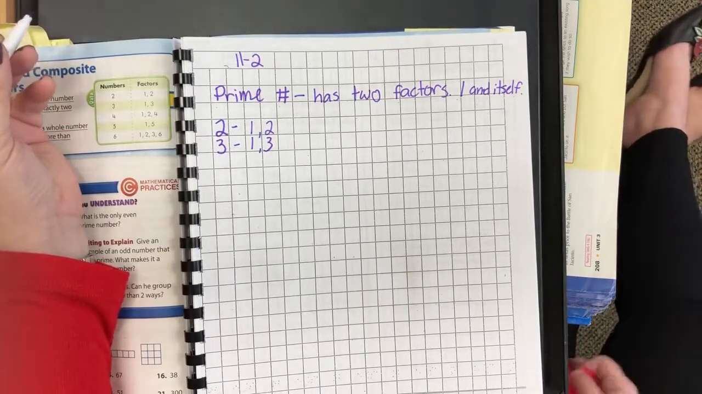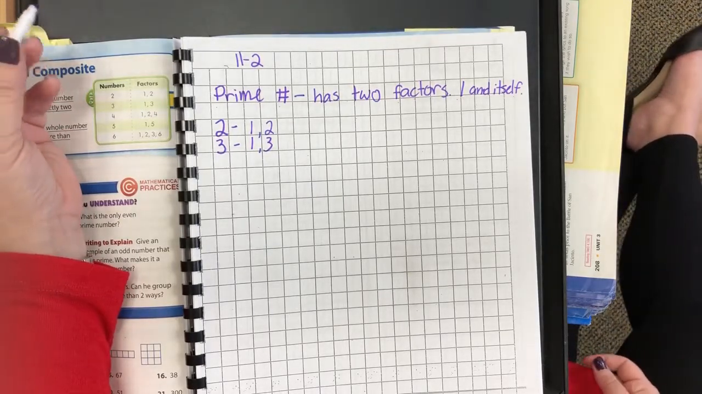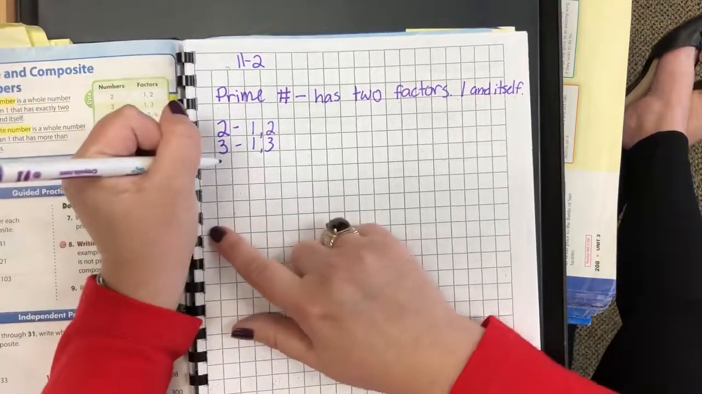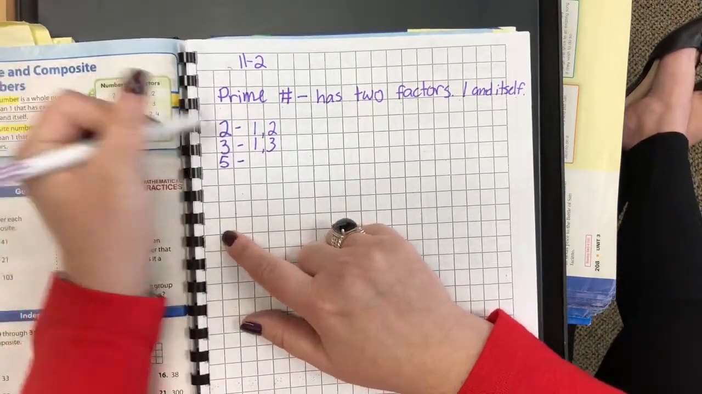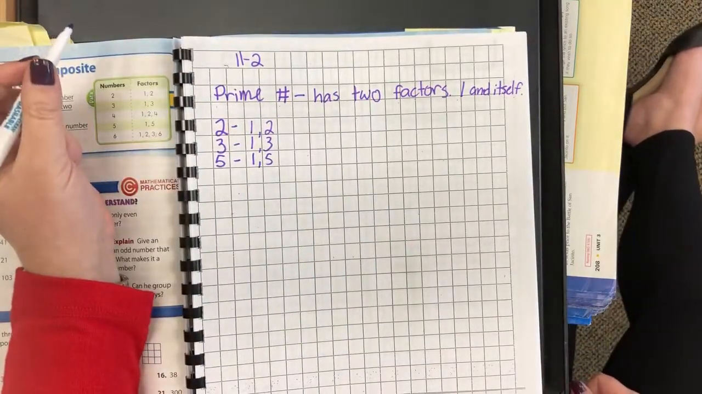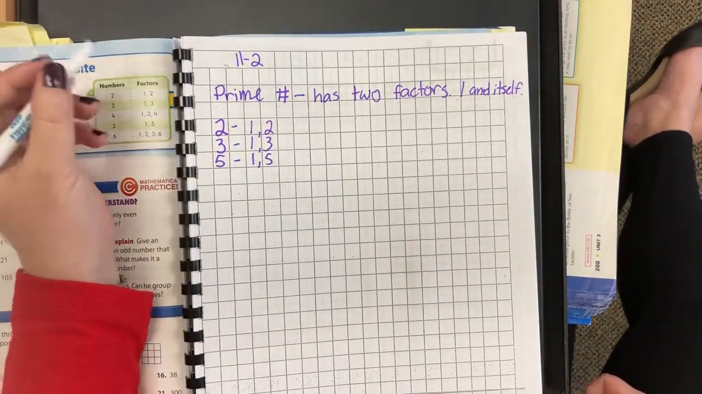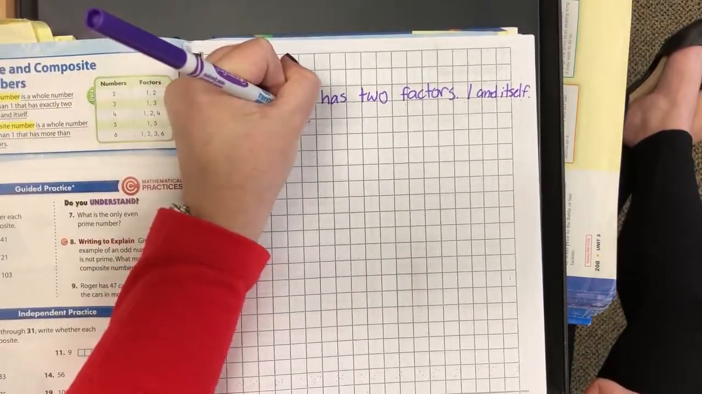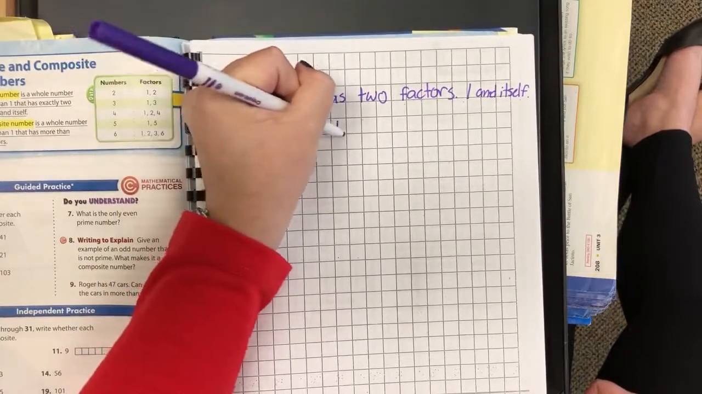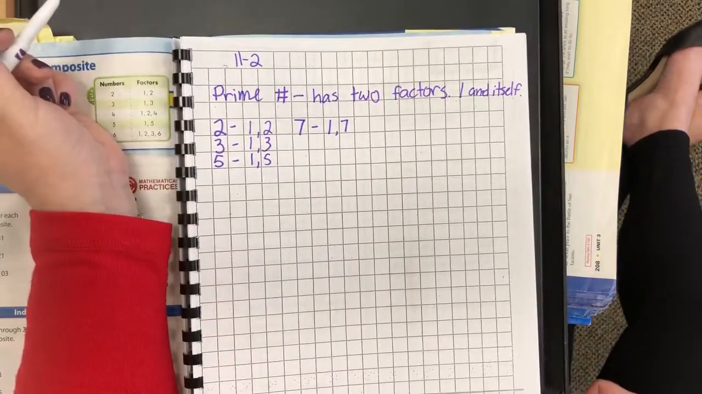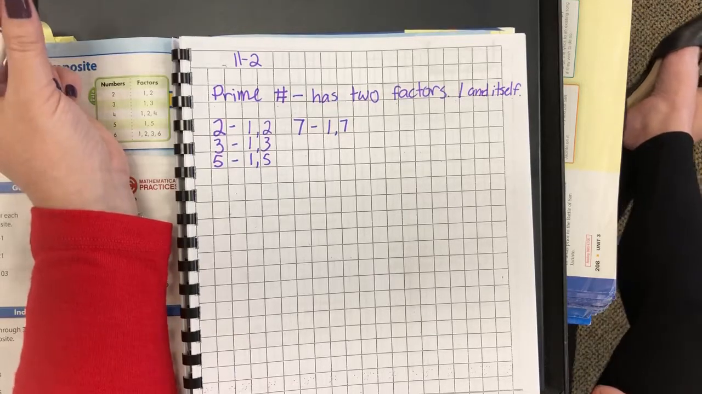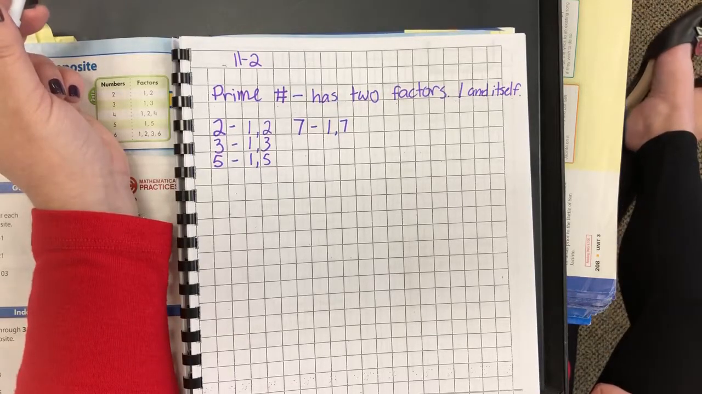Is 4 a prime number? No, because it's 1, 4, and 2. What about 5? 1 and 5. What about 6? No. What about 7? Yeah, the only thing I can multiply to get 7 is 1 and 7. What about 8? No. What about 9? No.